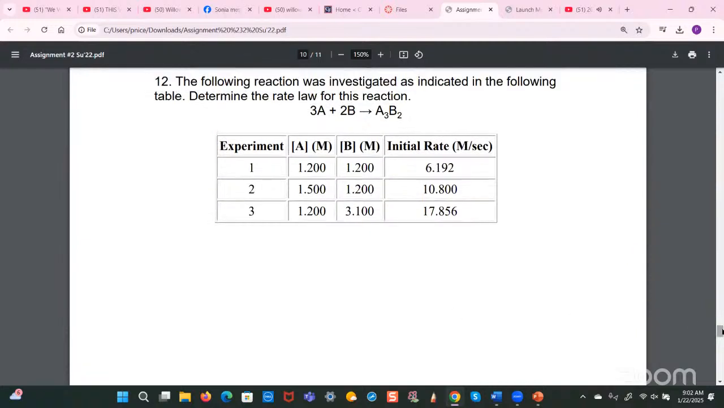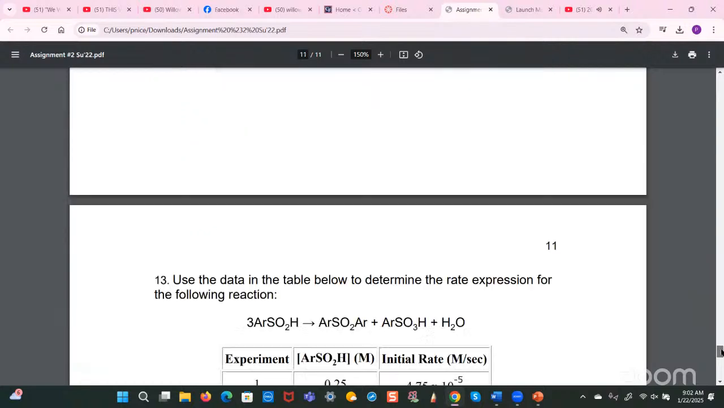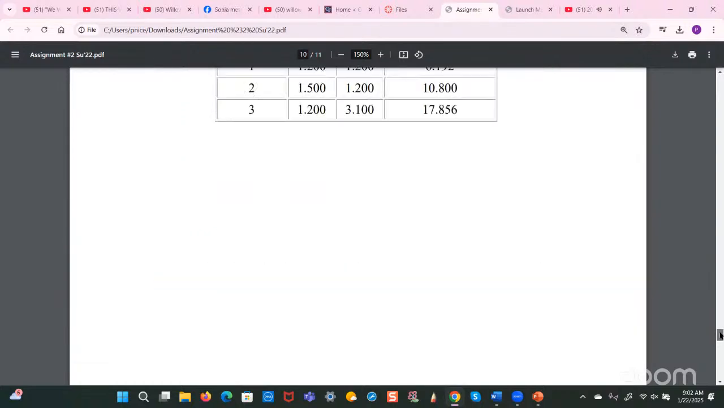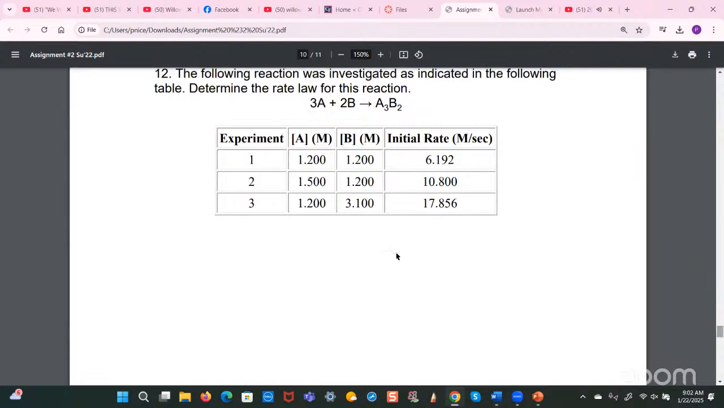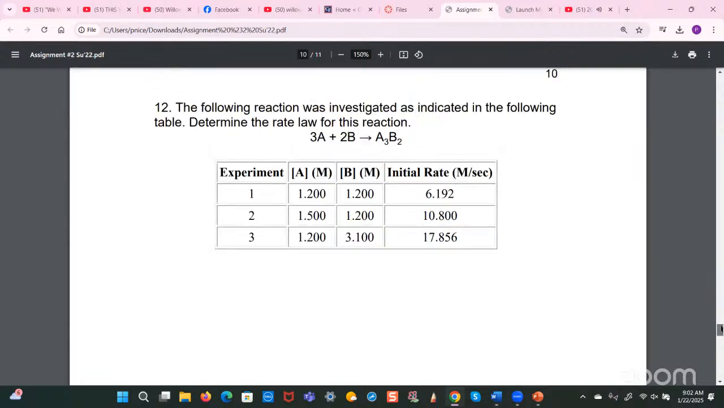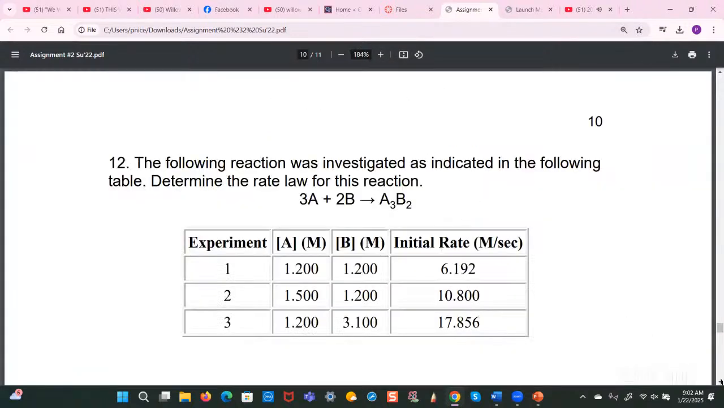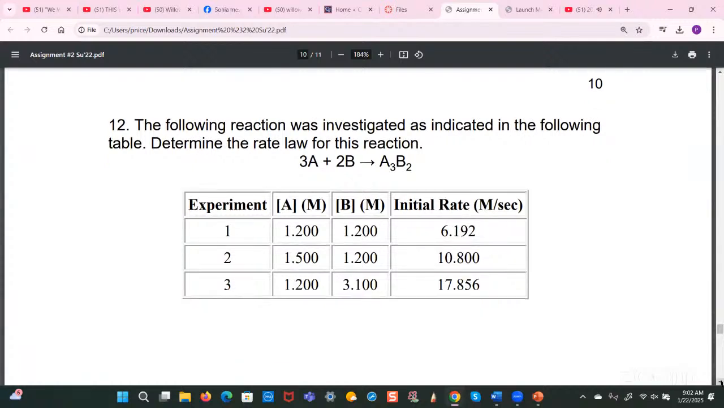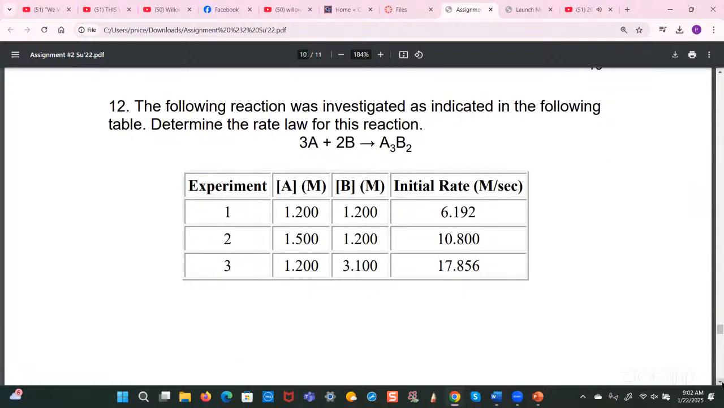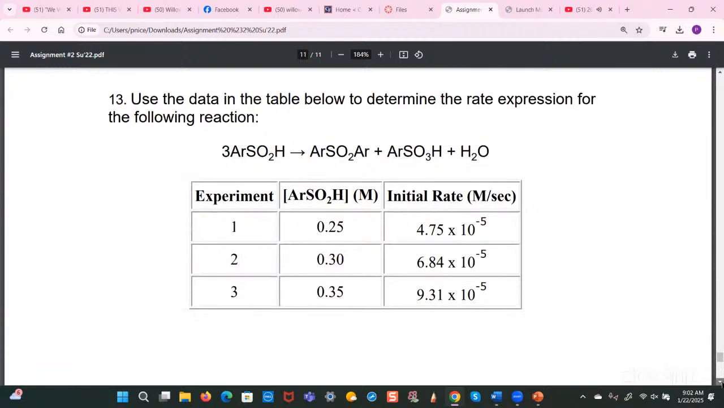Unfortunately, the questions are not arranged in the order that I would like. But anyway, based on what we have done, you should be able to do number 12, which is on page 10 of the assignment. So I'm going to leave that for you to do at home. If you have any problems, please let me know, and I'm more than willing to help you with that. That's number 12 and also number 13. So I want you to do those on your own, numbers 12 and 13.